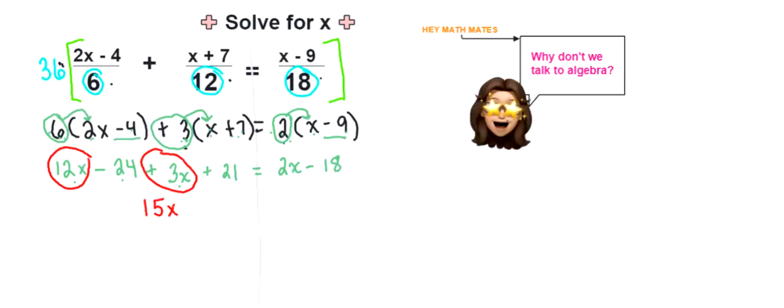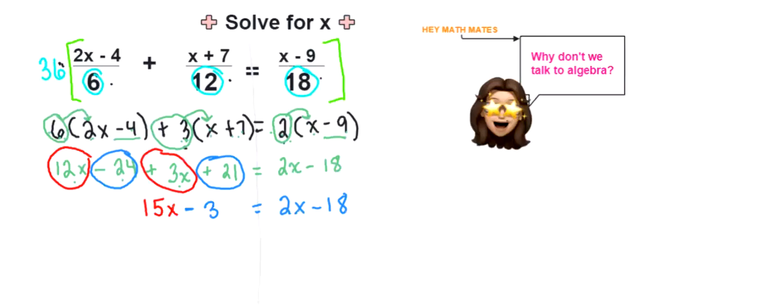Everybody okay there? Now I've got negative 24 and positive 21. The 24 is bigger than 21 and it's negative, so it's going to be negative. 24 minus 21 is 3. Just going to bring down the other side. So again, 12x plus 3x is 15x. Negative 24 and positive 21 is negative 3.